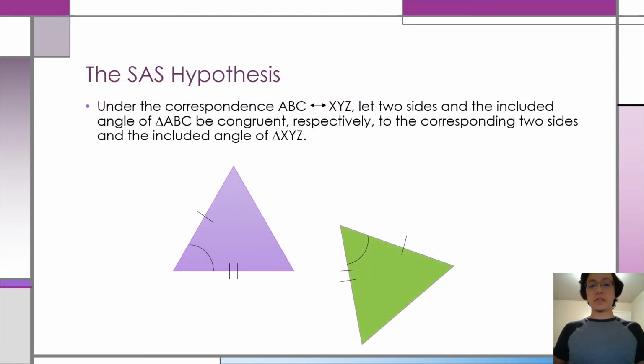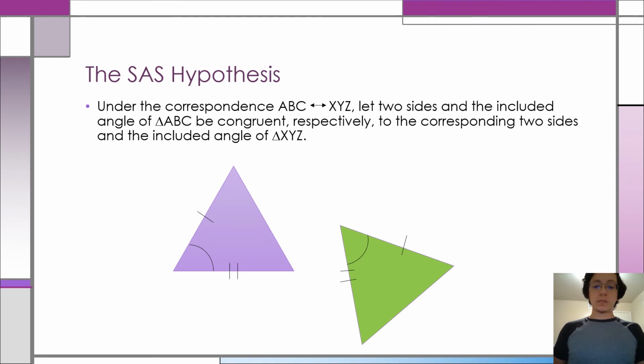And so one of the final things that is stated in the section, aside from a bunch of different examples stating the previous things that we've discussed, is the SAS hypothesis, or the side-angle-side hypothesis, which goes that under the correspondence of ABC, XYZ, let two sides and the included angle of triangle ABC be congruent, respectively, to the corresponding two sides and the included angle of triangle XYZ.